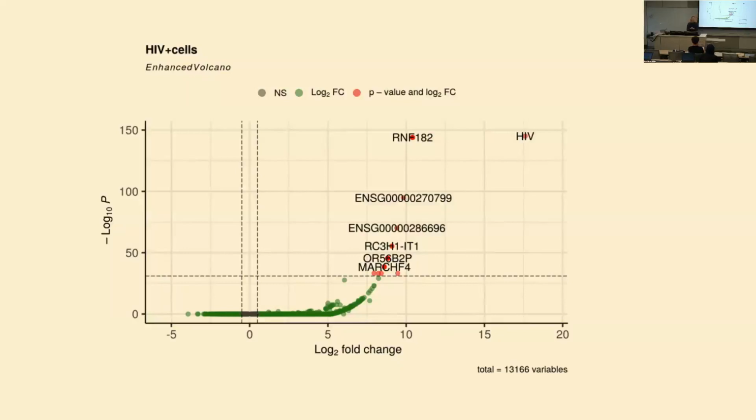This is called a volcano plot, because usually it would look like a volcano. But here we see it kind of one-sided, because there were only a few upregulations, only in cells with HIV. As you can see, the HIV transcript is very high, which means that it's upregulated. On the left side, we see the rest of the cells. On the right side, you can see cells with HIV. And we try to identify any possible transcripts that would be emitted.